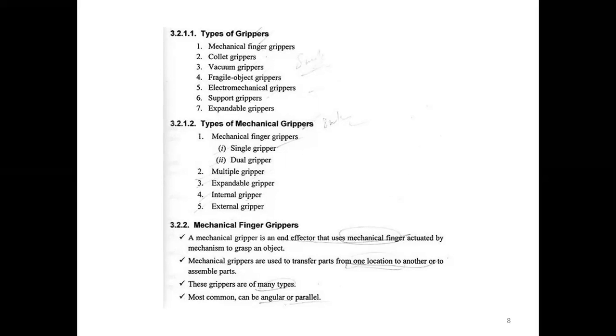MEM School of Engineering, Department of Mechatronics Engineering, RMVS, that is Robot Machine and Vision System, Unit number 2, Robot End Effector. Last class we discussed the basic concepts of end effectors and an introduction to the end effector. Now we are going to see one type of end effector, that is the gripper.